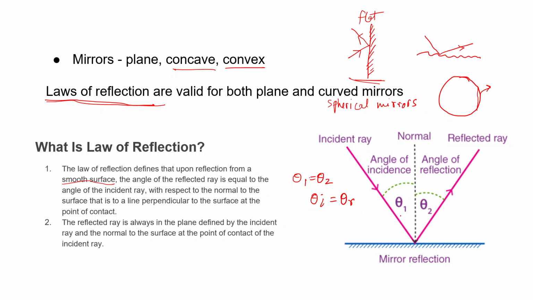It's not like the incident light will be in the plane and the reflected light, although it can be at the same angle, can be out of the plane also. But this rule tells us that it has to be of the same angle, and also it has to be in the same plane. So the normal, incident light, and reflected light, all these things have to be in the same plane. So these are the laws of reflection that all reflecting surfaces follow.